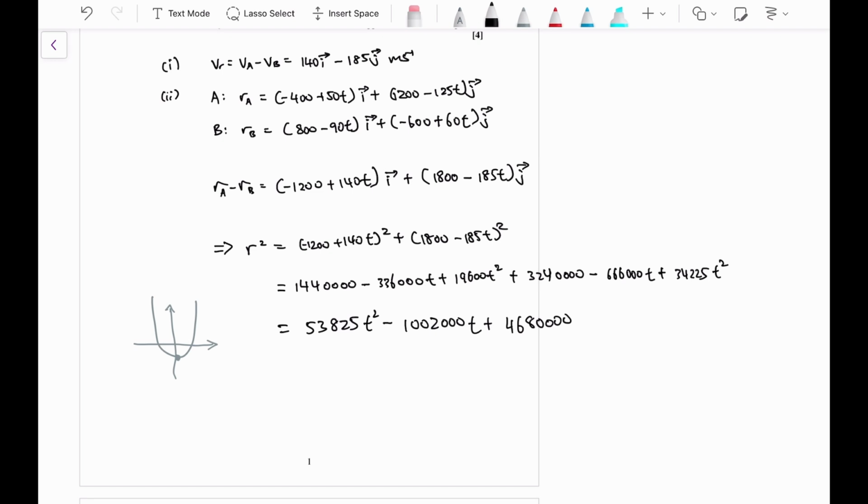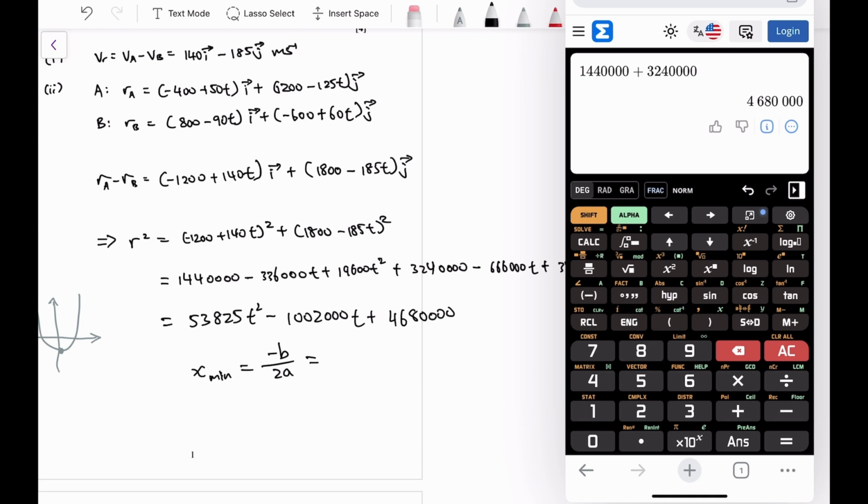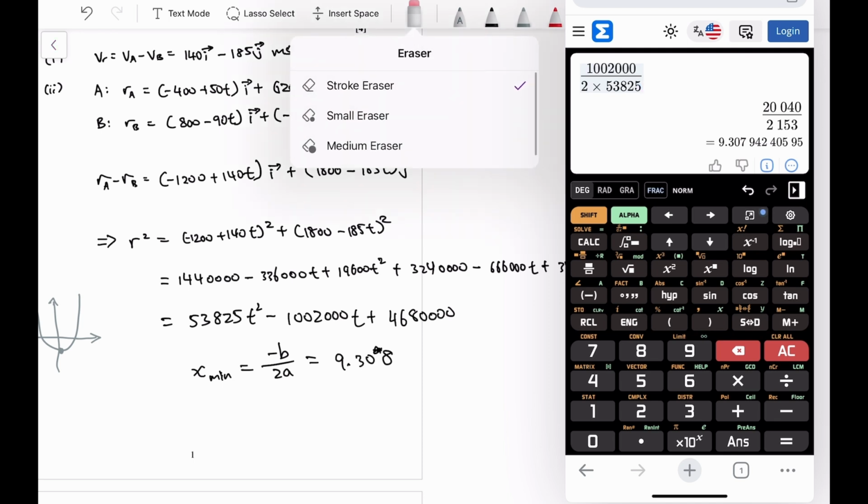So the x coordinate, let's say x min, is equal to negative b over 2a. Now in this case, negative b is 1,002,000 over 2 times 53825. And what we get, I won't write the fraction, is 308. Let's say 308.